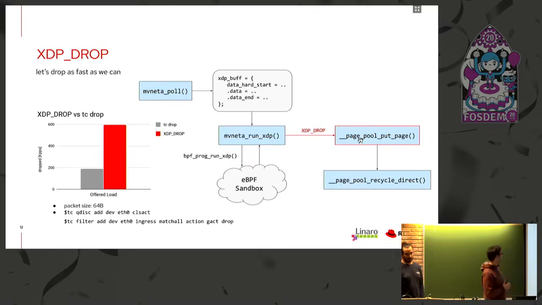And moreover, here I reported the comparison between a simple program that just runs XDP drop and the same functionality implemented with TC, with a TC filter and TC action. And we can see that with XDP we can almost reach 600 kilopackets per second dropped, while with TC we can just roughly drop 180 kilopackets per second.